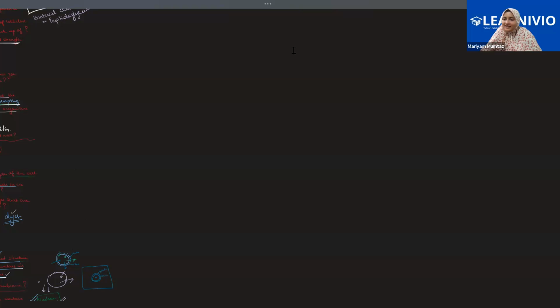Wait. Let others answer also. Anyone else? Other than these two points? The mother cell divides to form two identical daughter cells. Correct. And what would happen to the number of chromosomes, students? They would have 46 chromosomes each.